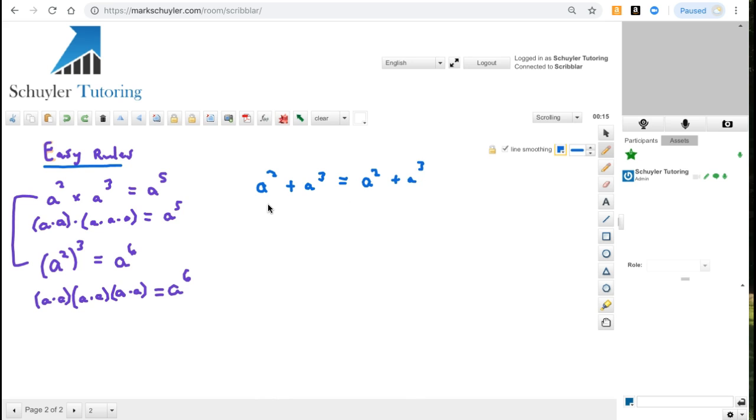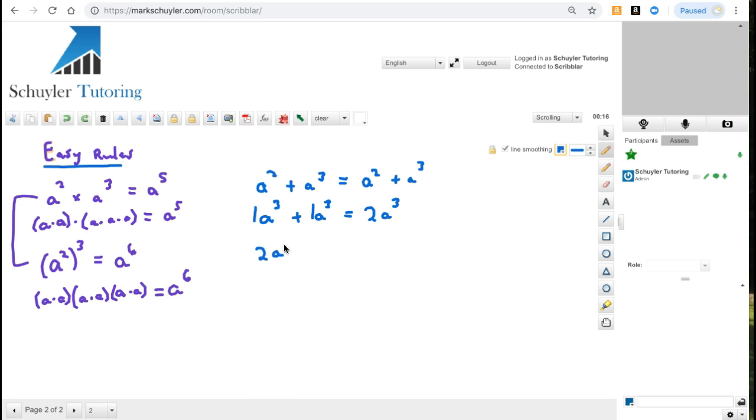Now, let me show you a situation when you can add the exponents. Let's say I had A to the third plus A to the third. Well, there's a silent 1 in front of each of these. So you could actually say you have 2A to the third. But you can only add the exponents if they have the same base and they're being brought to the same power.